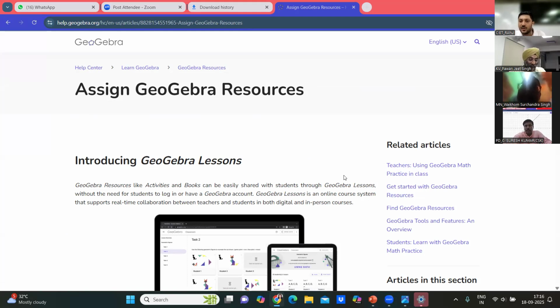KB Vikram Yadav sir, yes, it has options for area, parameter, function, fraction, numbers, etc.